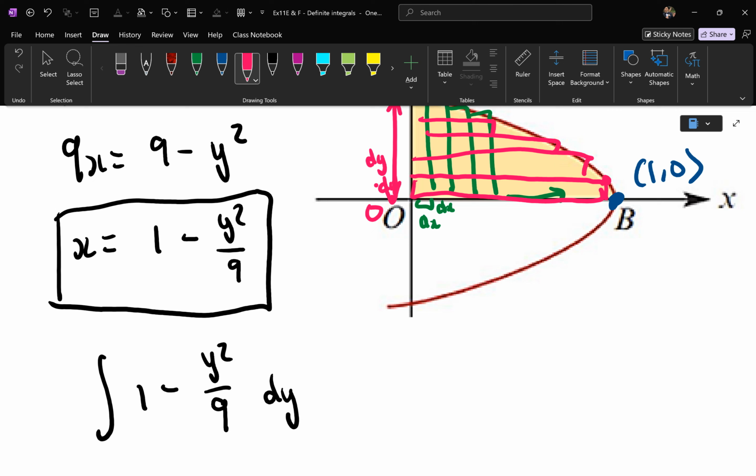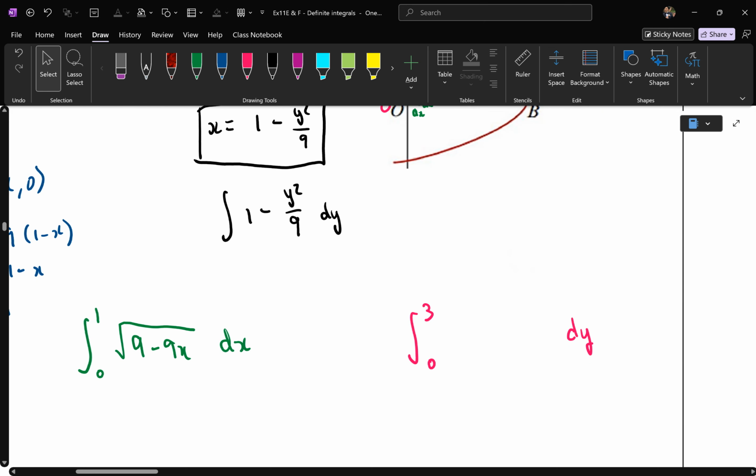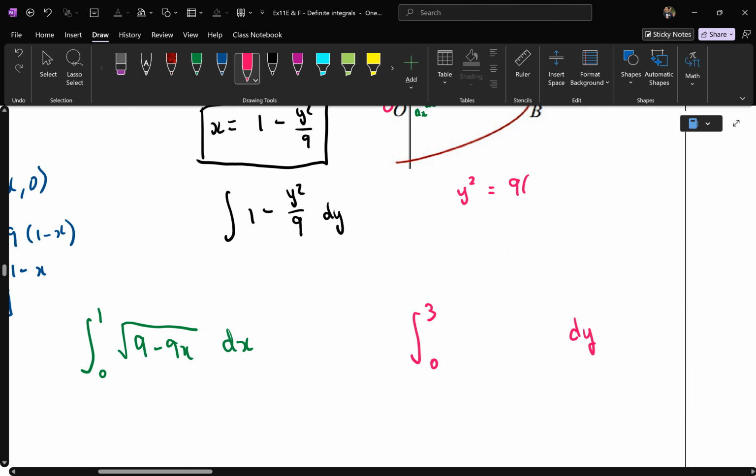So it's a rectangle, but the change is the width of that rectangle. And so the smaller that value is, the more accurate it is. But to do that, if it's going to be delta y, that means the equation has to be in terms of y. We started off with y squared is equal to 9 bracket 1 minus x.